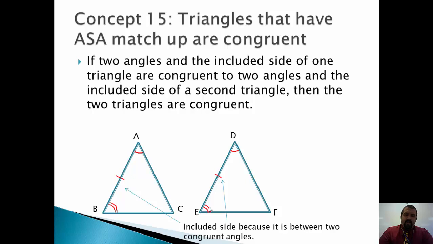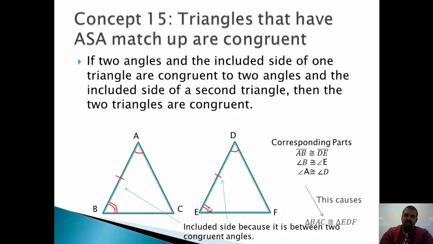So the included side, because it's between the two congruent angles, I have segment AB being congruent to segment DE, angle B being congruent to angle E, and angle A being congruent to angle D. So that would cause triangle BAC to be congruent to triangle EDF by angle side angle congruence postulate. I have those three things match up. That's the only single triangle I can make here, and this is our second to last shortcut that we can do.